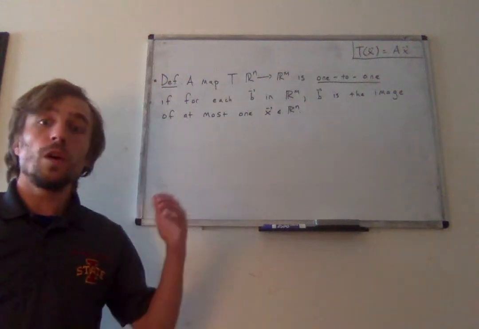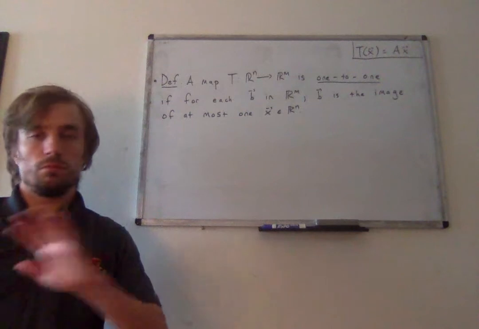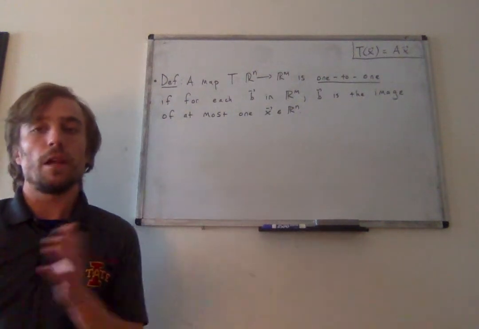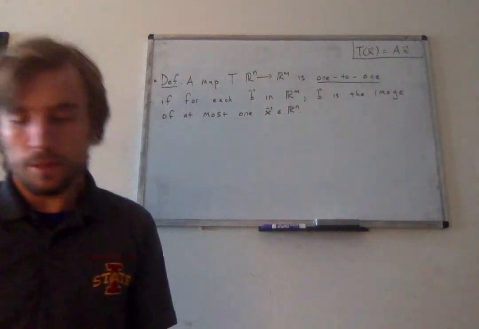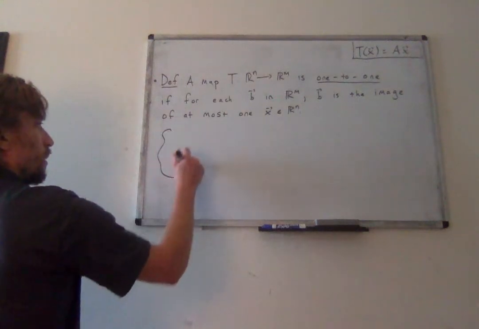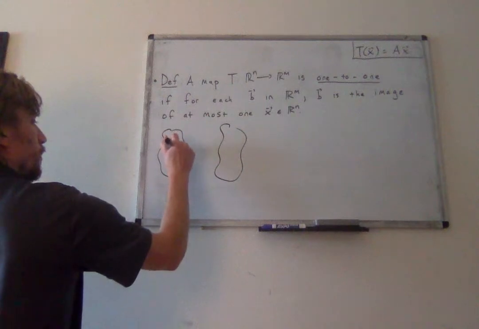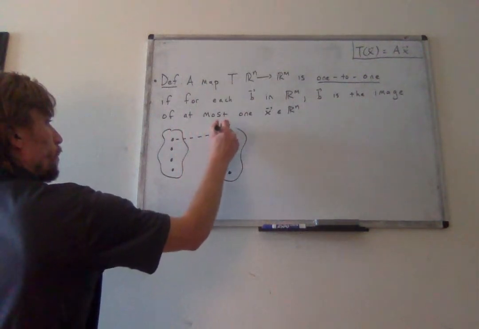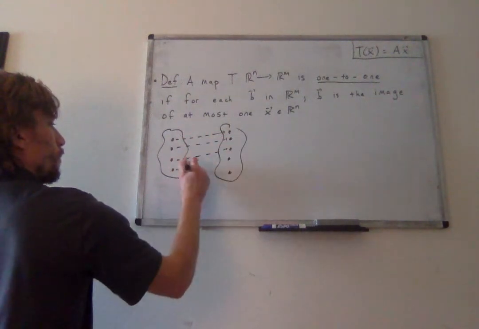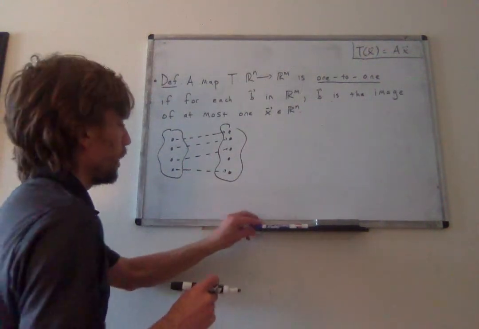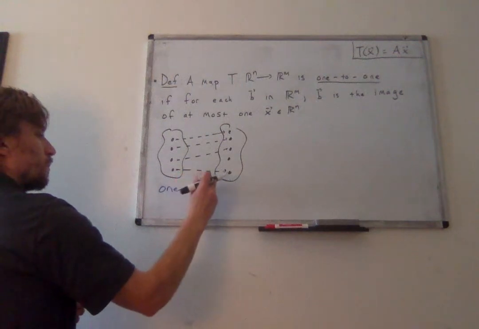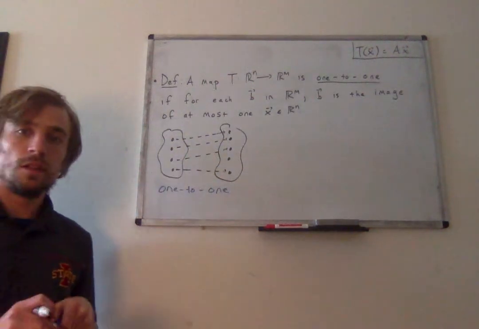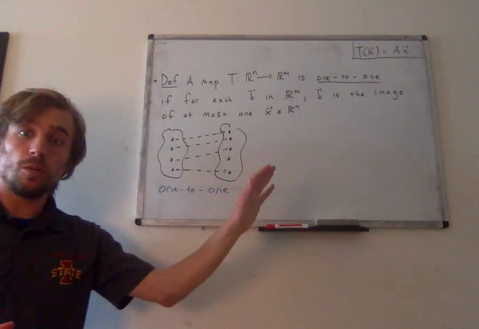So notice the difference here. Onto is saying that each vector is the image of at least one. 1 to 1 is saying that each vector is the image of at most one. So what does this look like pictorially? So this linear transformation is 1 to 1. But notice it's not onto. Here, each dot only has one arrow pointing in. And since each dot has at most one arrow pointing in, it's 1 to 1.